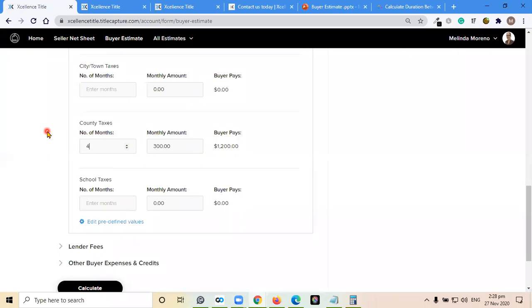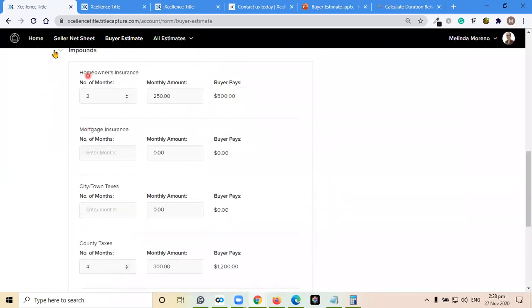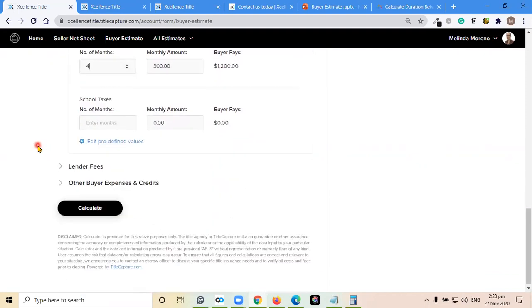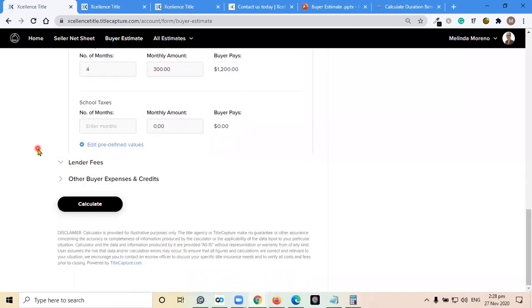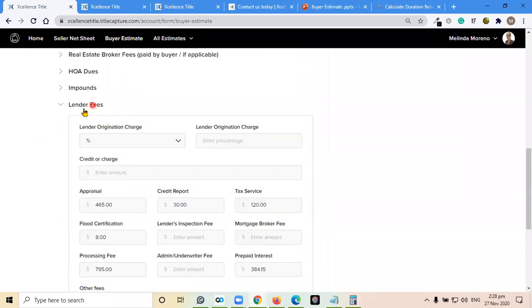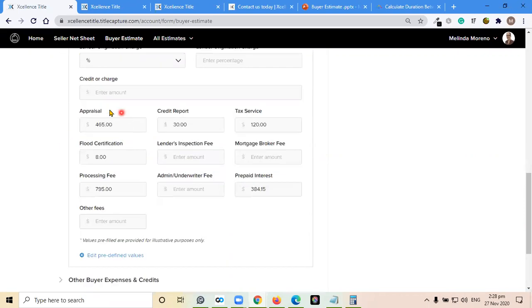All right, so always be sure to fill out the impound section so that the estimate is not going to be short and the buyer will get a proper estimate of all the costs. And now let's go ahead and proceed to lender fees. So this section right here, the system will calculate lender fees for you automatically. Just know that we charge $465 for the property appraisal.